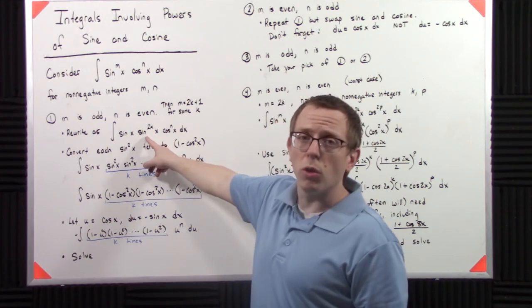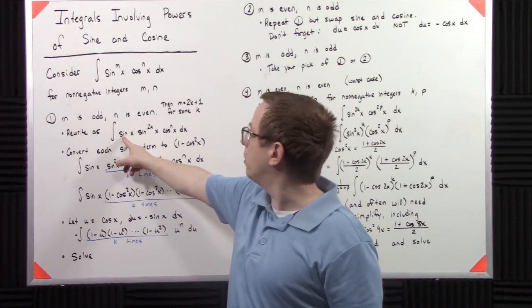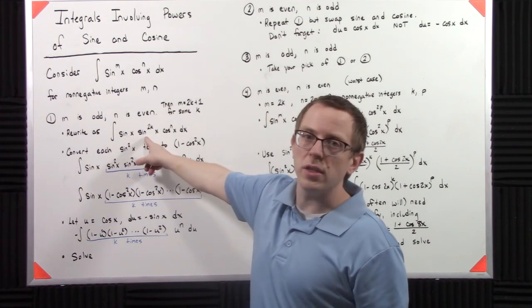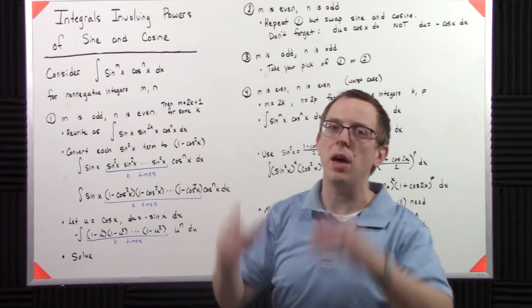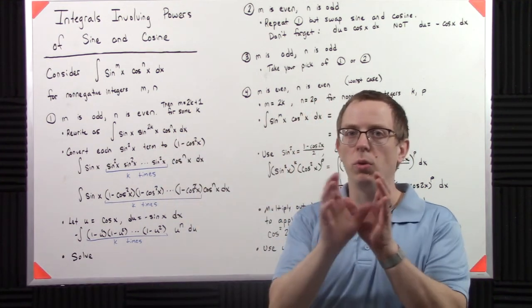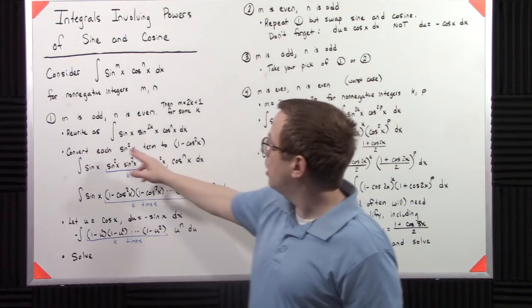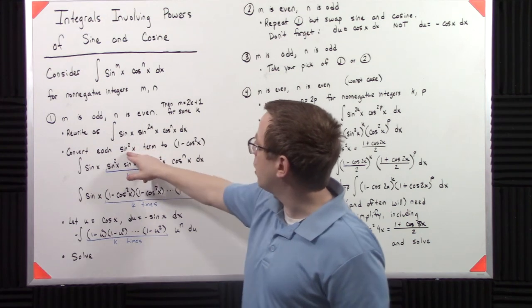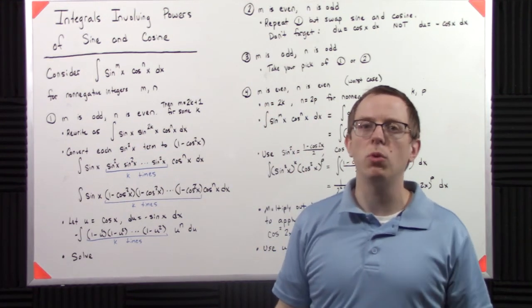So what we're going to do is rewrite this. We're going to split the odd case. We're going to split one of them off and put it right here. And then the rest of them, sine to the 2k power x times cosine to the n dx. So really all we're doing is splitting off one of the sines and leaving the rest of it alone. Then we're going to convert each sine squared term to 1 minus cosine squared. So what does that mean?